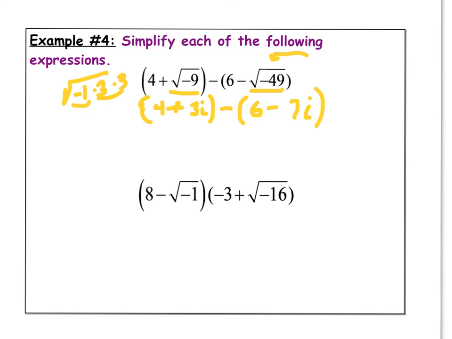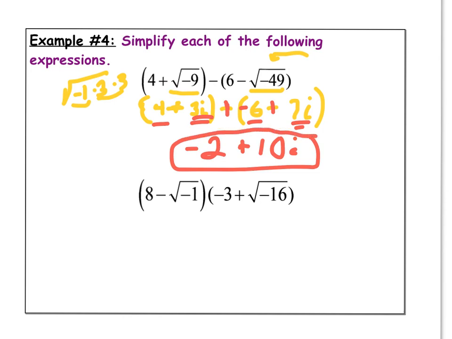Now it's a subtraction problem. So I'm going to change it to add. I hate subtractions because they get me confused. And I change. And then I just do my like terms. 4 and negative 6 is negative 2. 3 plus 7 is 10. You get negative 2 plus 10i. It is in complex form, because the i is listed second, and the number is listed first.